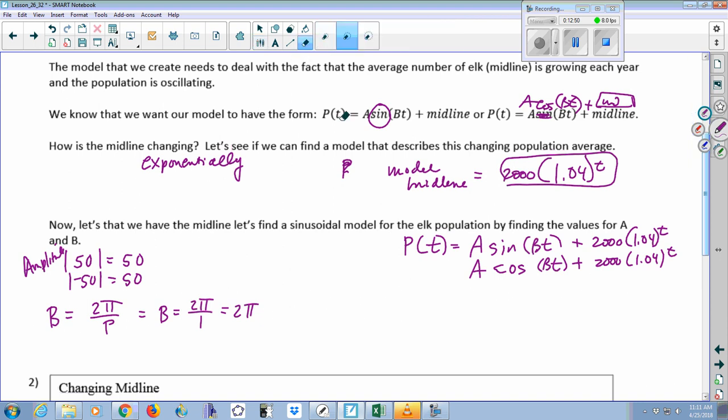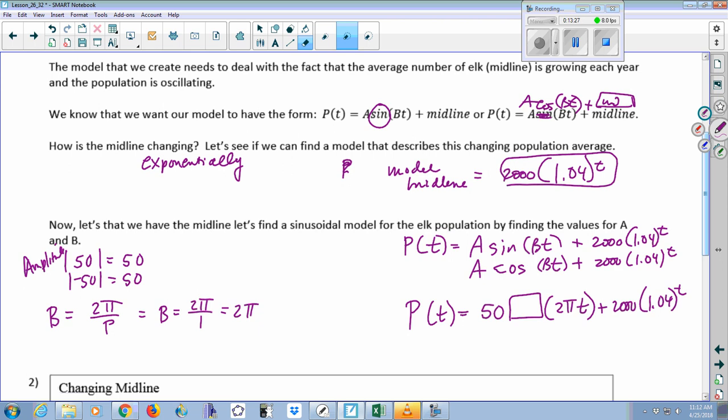So it looks like we're pretty good so far. We know we've got A is 50. We know B is 2 pi times T. We've got this moving, growing midline. So we just have to figure out which function are we going to use. Are we going to use sine, cosine, negative cosine? And this is really the part where it's up to you. Nobody told us how to measure T.